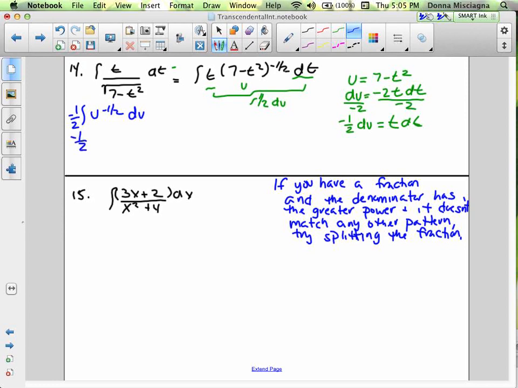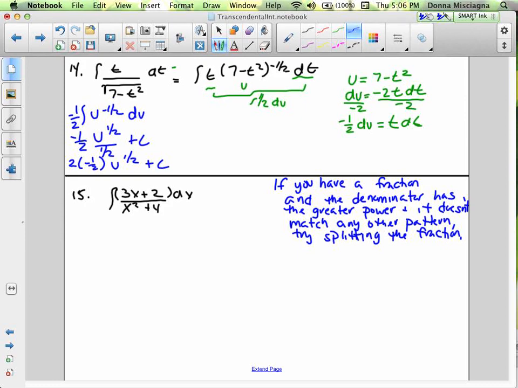All right, so we're going to increase the exponent by 1, divide by the same thing. So negative 1/2 plus 1 would be positive 1/2. So this will be u to the 1/2 divided by 1/2 plus c. Let's simplify that. So dividing by half is the same as multiplying by 2. So that would be 2 times negative 1/2 u to the 1/2 plus c. Right? And the 2 and the 1/2 cancel each other out, leaving just the negative.